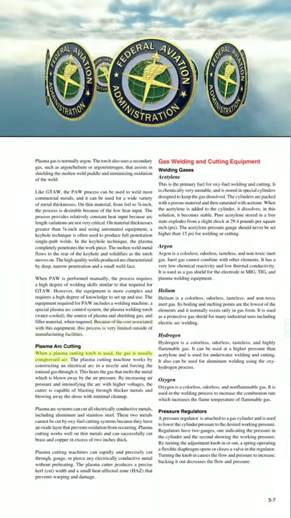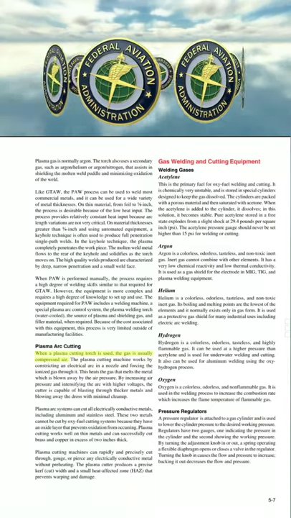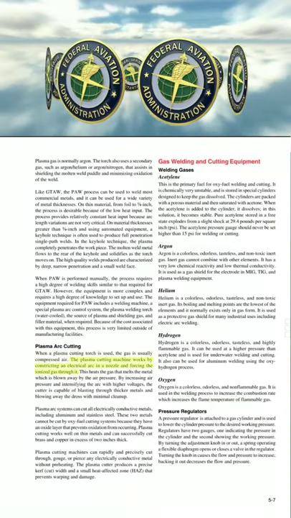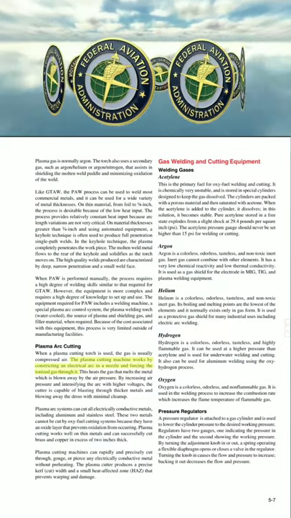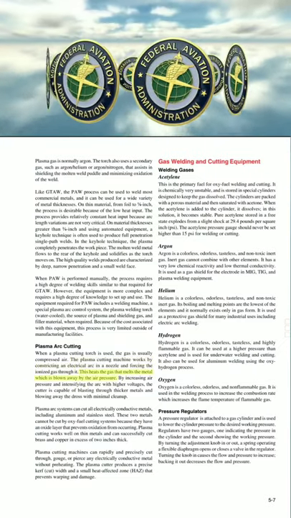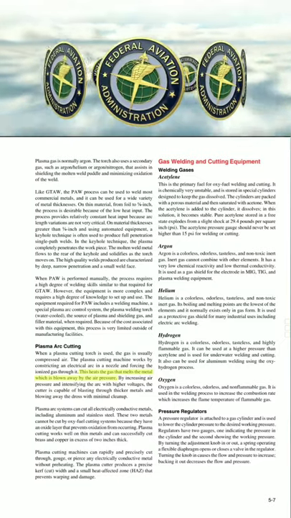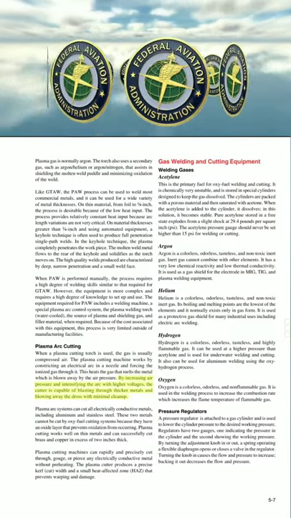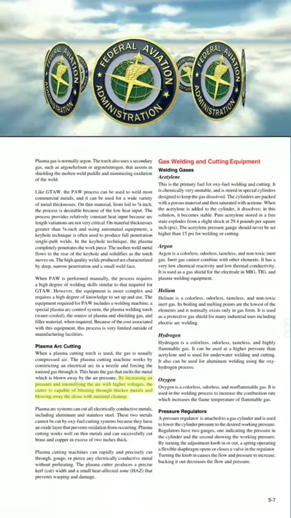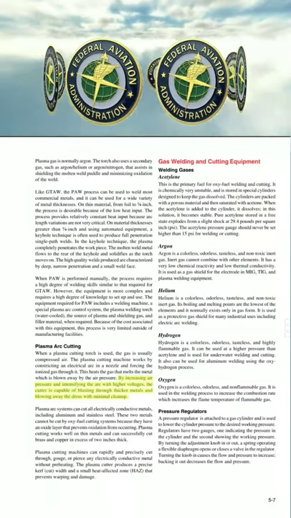Plasma arc cutting. When a plasma cutting torch is used, the gas is usually compressed air. The plasma cutting machine works by constricting an electrical arc in the nozzle and forcing the ionized gas through it. This heats the gas that melts the metal, which is blown away by the air pressure. By increasing air pressure and intensifying the arc with higher voltages, the cutter is capable of blasting through thicker metals and blowing away the dross with minimal cleanup.